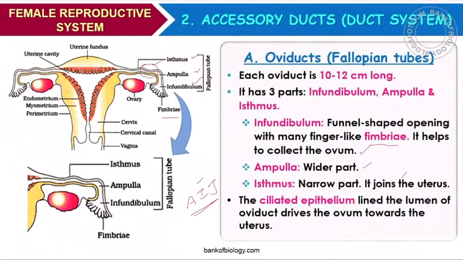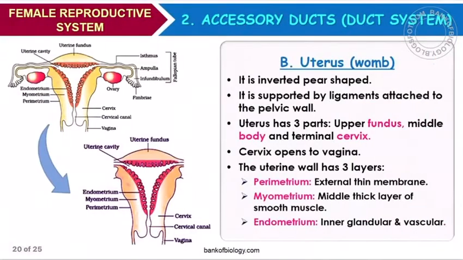Where exactly does fertilization take place? Ampullary isthmus junction, AIJ. Remember this. In this area, the union or fusion of sperm and ovum will take place, resulting in the formation of the zygote. So that is the significance of the ampullary isthmus junction.